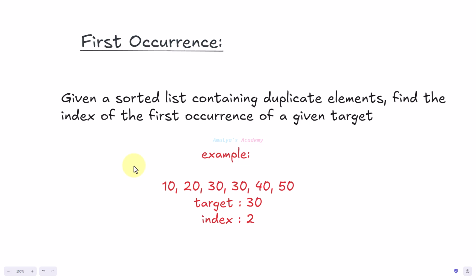Here, input of our program is a sorted list of numbers with duplicate elements and a target element, and output is index of the first occurrence of that given target element. For example, here we can see a sorted list of numbers with duplicate elements, right? Here target is 30 and index of first occurrence of 30 is 2 here. That's why output is 2.